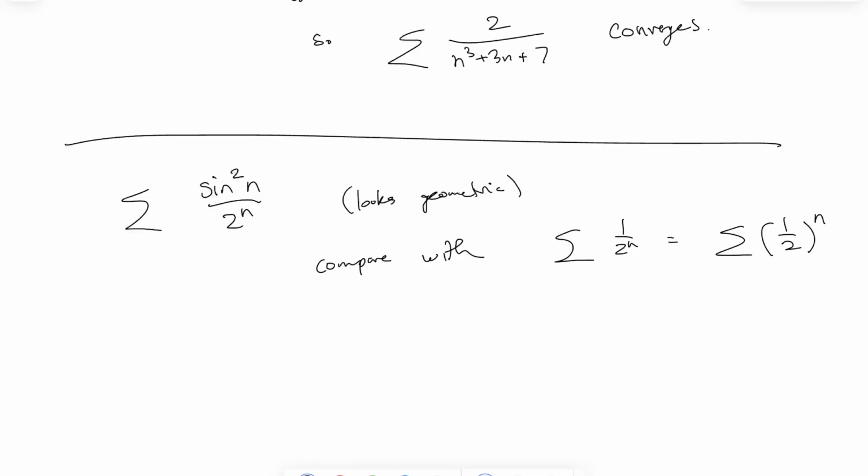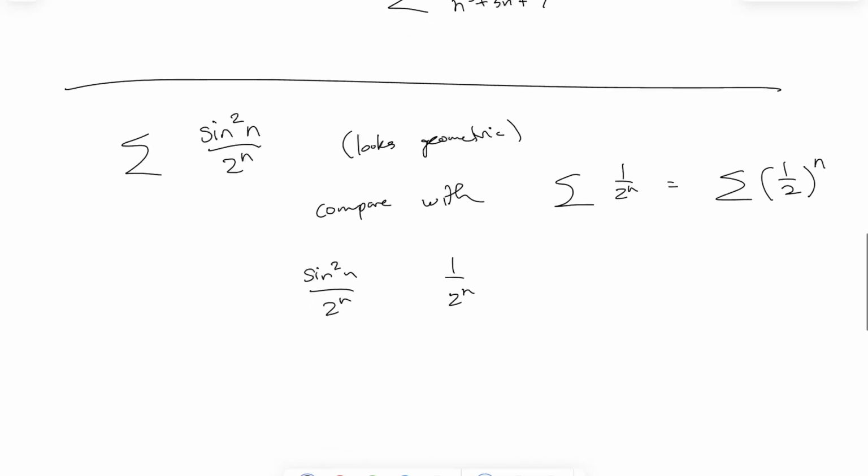And so now think about which way our inequality should go. So I'm comparing sine squared of n over 2 to the n versus 1 over 2 to the n. Which way should the alligator mouth go? Did you all learn about the alligator mouth? This is how I learned inequalities. I was always confused by this as a kid.